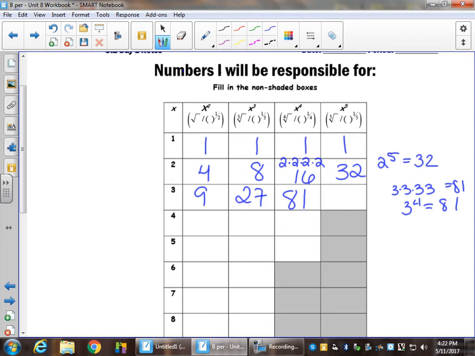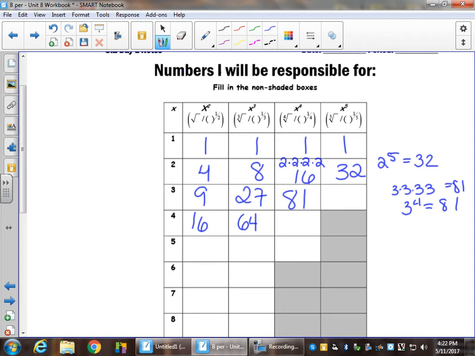3 to the fifth power, I'll give you a second to put that into your calculator. If you haven't gotten your calculator, please press pause and go get it and figure out 3 to the fifth. I'll leave that box empty for you, and we'll check tomorrow what you got for 3 to the fifth. Here, 4 squared is 16. And then 4 to the third, 64. That came from 4 times 4 times 4, so 3 fours.